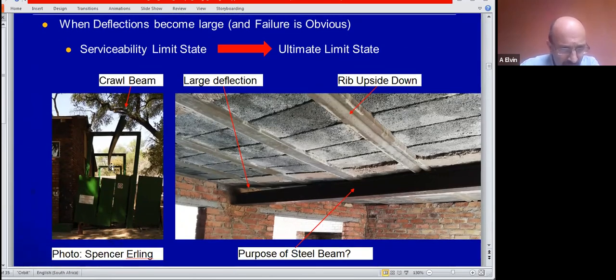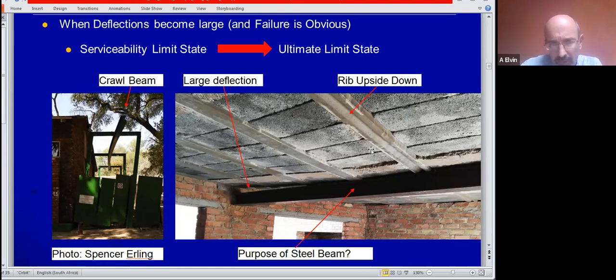Here's a photograph courtesy of Spencer Erling, where we have this crawl beam that is supported and the portal frames, none of them are braced, you can see them here. And what has happened is this has simply lost stability or buckled. There is no bracing in the system and it is so gross, the whole thing is now in gross deformation and the loads can no longer be computed with simple linear elastic and small deformation analysis.